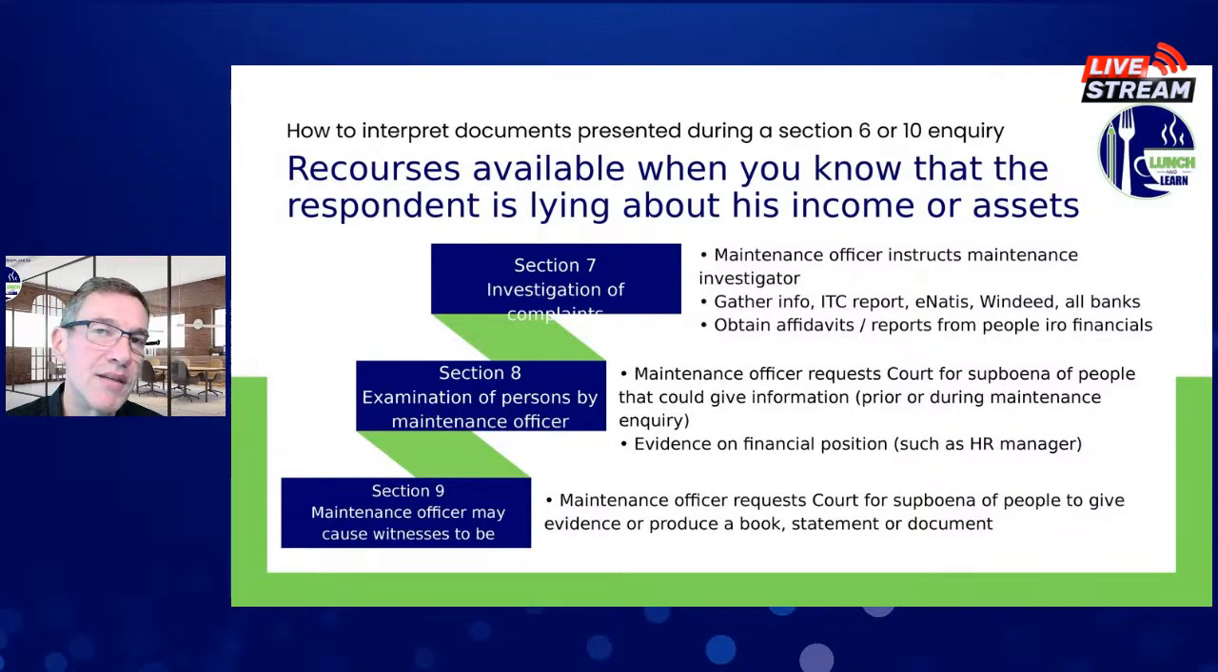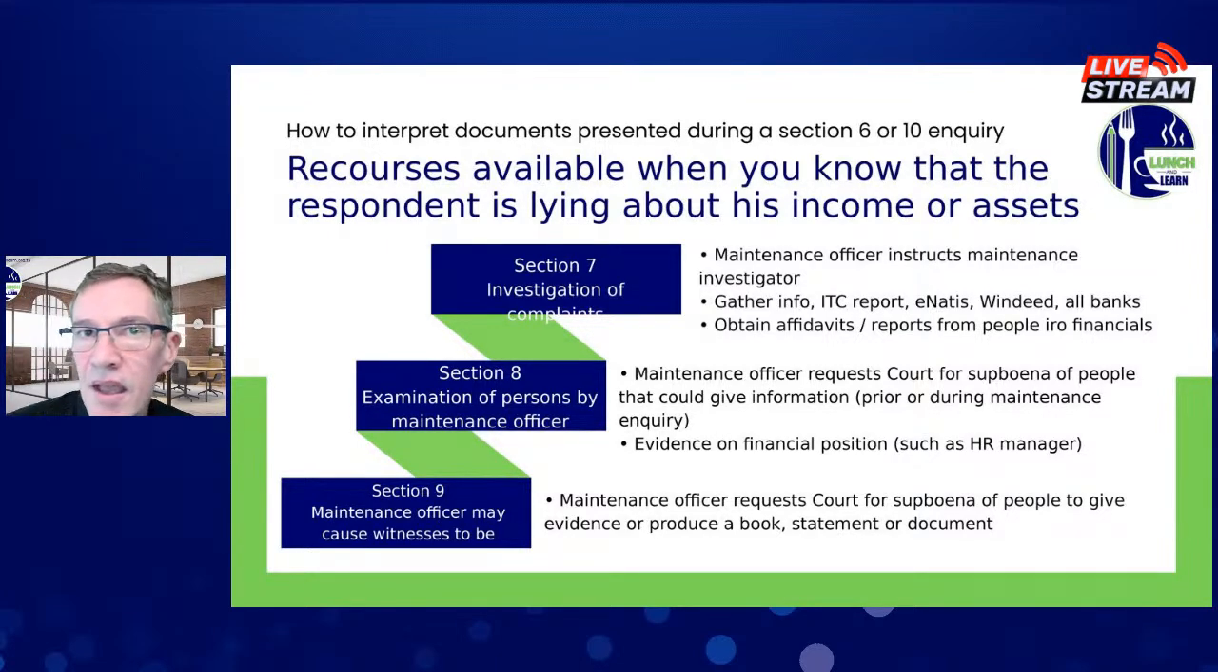Unfortunately, they do not have the time and the capacity and the money to do that at each and every case. But yes, the maintenance investigator via the maintenance officer could gather information like the ITC report, the e-Natis, what cars are registered in his name, the Windeed that they use for property searches, what property is linked to his name. All the banks could be subpoenaed, and also to get affidavits from all the people that they have financial dealings with. They could also be subpoenaed.